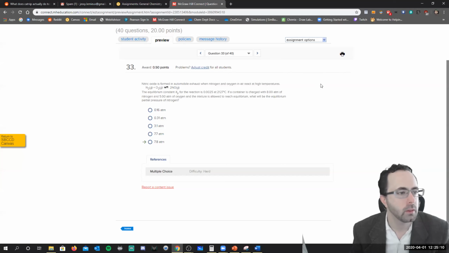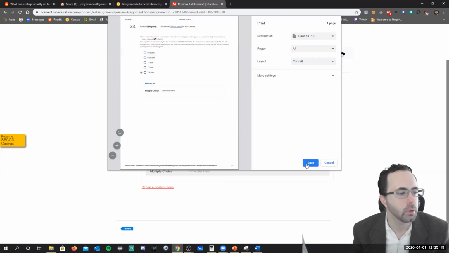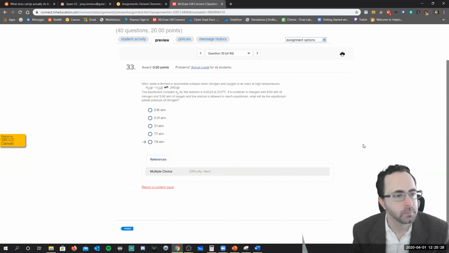So the printing function, they're really stingy with the printing. They just let you print like one question at a time. I guess what I could do is I could save these as PDF too, each one, and then merge the PDF. That's an option.